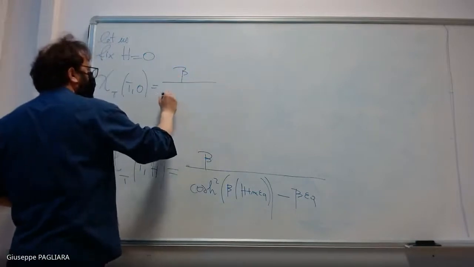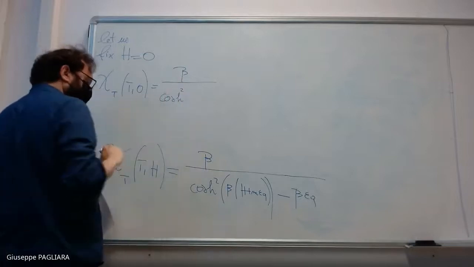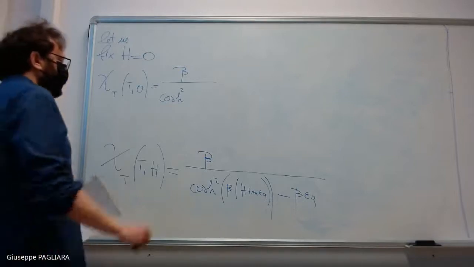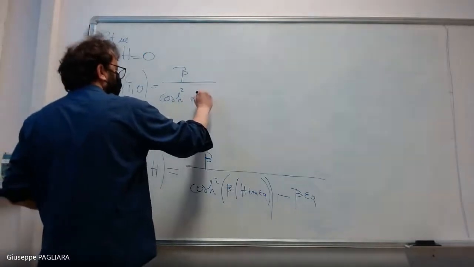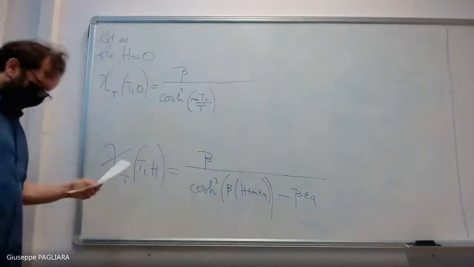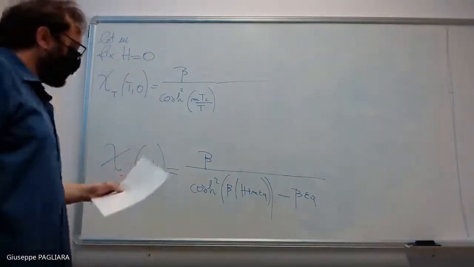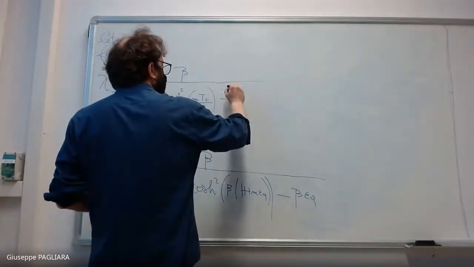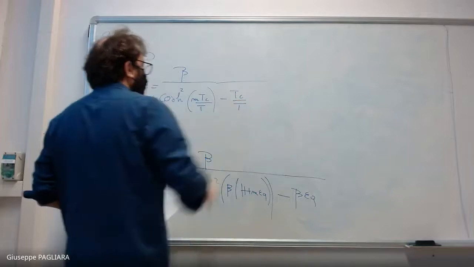Here we have a cosh hyperbolic of beta m epsilon q, and epsilon q divided by k_B is Tc, so I get m Tc divided by T, as before. M Tc divided by T, and similar for this. So minus Tc divided by T.